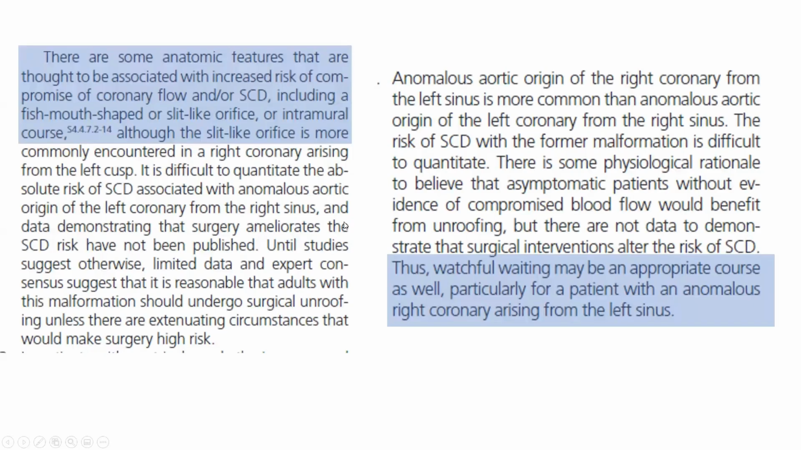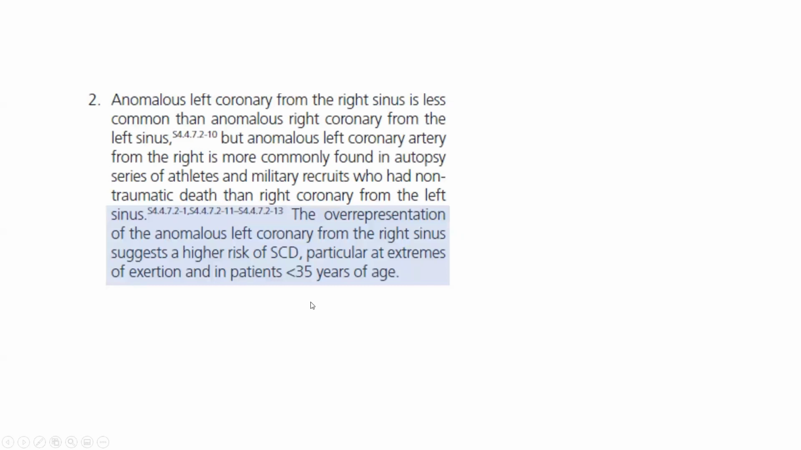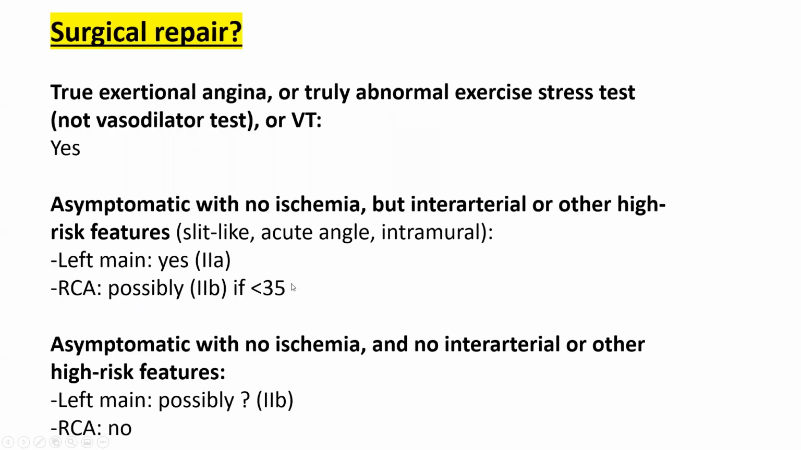And those are the guideline texts that support my view, although the guidelines avoid making a final decision in that regard. So I made it more straightforward, because we do need to make straightforward decisions in life. Another idea here: what does surgery consist of? Surgery typically consists of unroofing the anomalous coronary intramural course and relocation to the proper sinus.